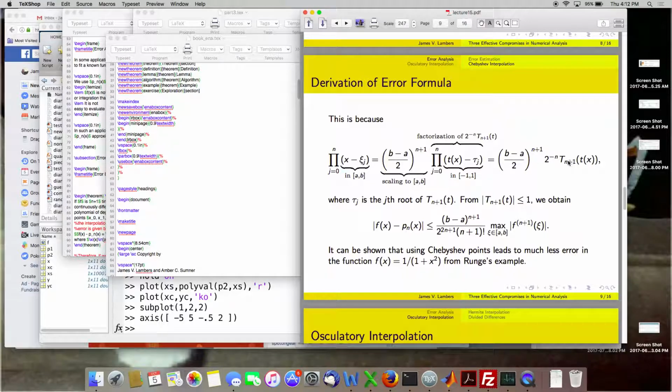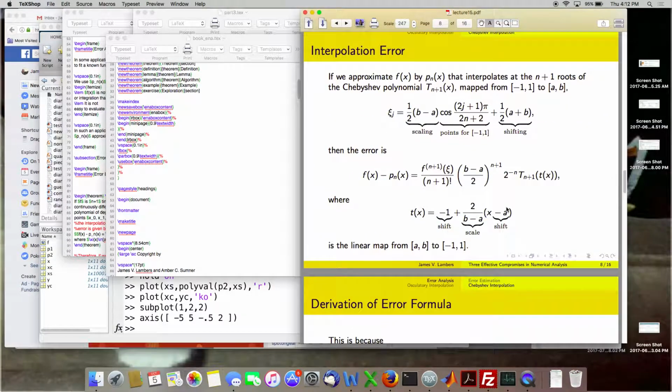So now I can dump all this into my error formula. So this is my error. I need to see how big this can be.